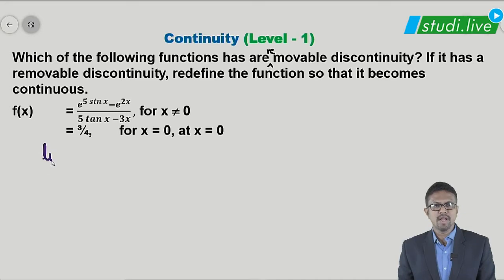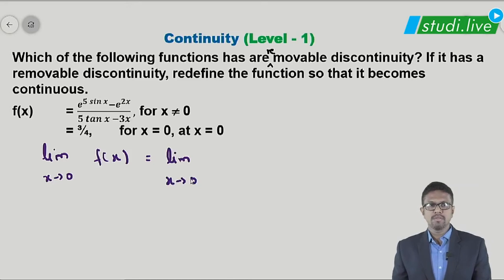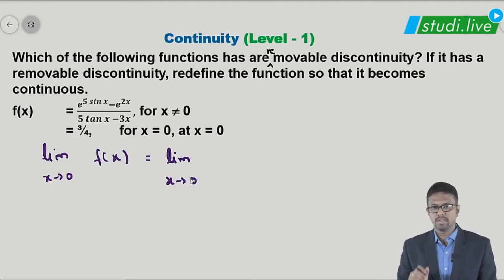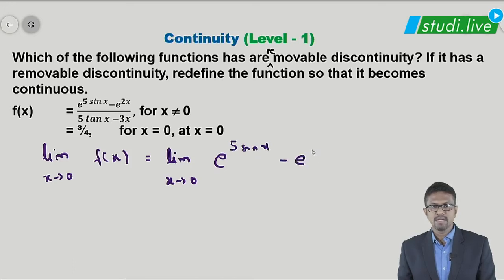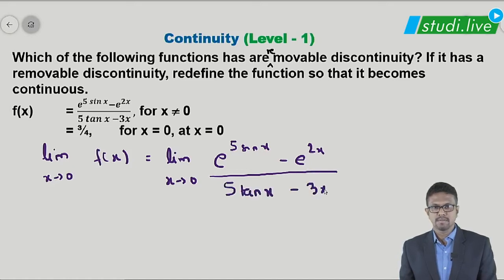So what we have to do is find the limit when x tends to 0 of f of x. So what is the limit when x tends to 0 of f of x? If it comes out to be 3 by 4, then of course the function is continuous. But if it is not 3 by 4, then the function has a removable discontinuity only and no other possibilities there. So limit x tends to 0 of e raised to pi sine x minus e raised to 2x upon pi tan x minus 3x. So this is the given function for us.